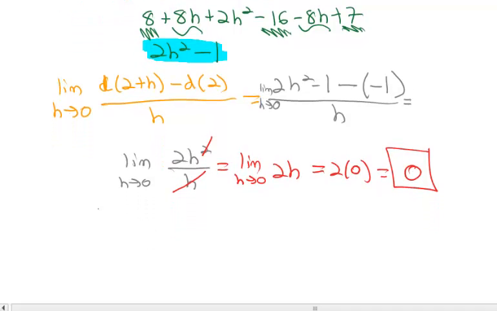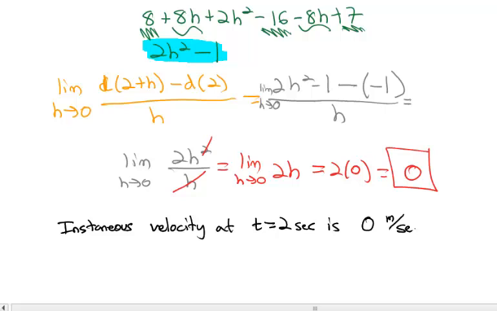What we just found out was that the instantaneous velocity at time equal to 2 seconds is 0 meters per second. The change in position is 0 meters per second. Let's do one more example, and then we're going to come back and talk about what all three of these mean as we look at this instantaneous velocity.